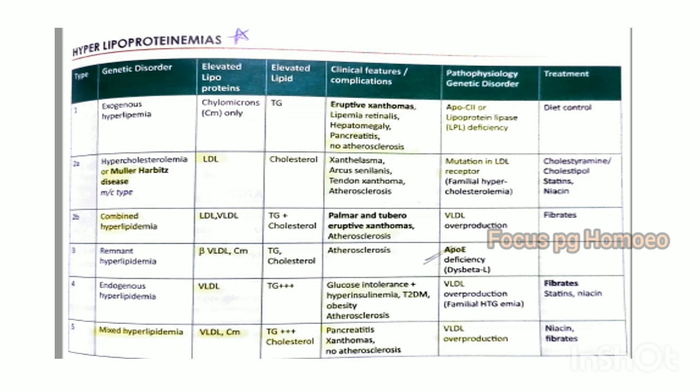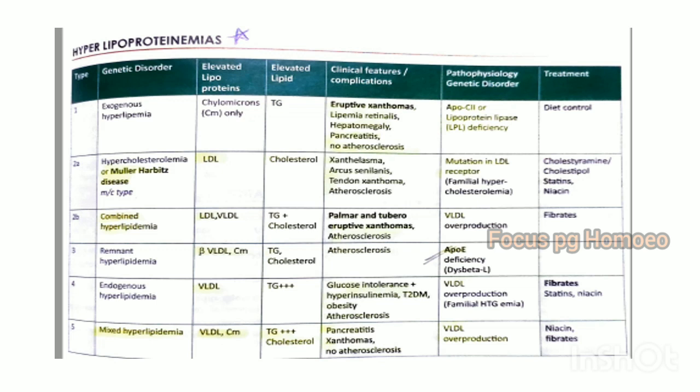Next is combined hyperlipidemia, which has elevated LDL and VLDL, so both triglyceride and cholesterol are elevated. Patient presents with palmar and tuberoeruptive xanthomas and atherosclerosis. Pathophysiology is VLDL overproduction. Next is remnant hyperlipidemia, which has elevated beta VLDL and chylomicrons. Elevated lipids are again triglyceride and cholesterol. It presents as atherosclerosis. There is deficiency of apoprotein E.